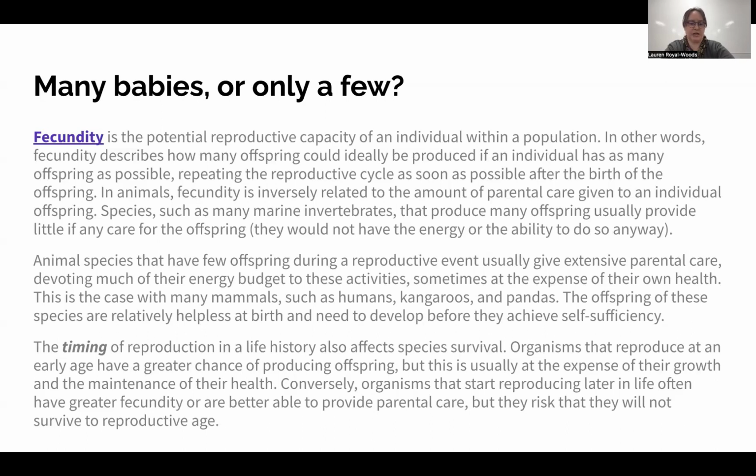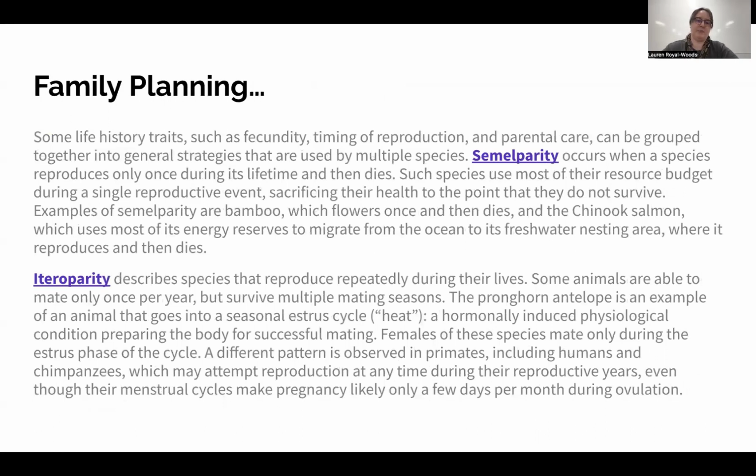But anyway, getting back to this, organisms that start reproducing later in life have greater fecundity and are better able to provide parental care, but at the risk they will not survive to reproductive age. Timing has a lot to do with this as well. So that brings me to family planning in certain species.